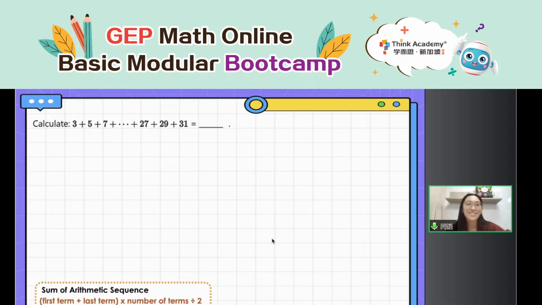Okay, one more. Calculate 3 plus 5 plus 7 plus ... plus 27 plus 29 plus 31. Okay, have a try. This one again. Try to figure out what is the number of terms first. Don't just count with your fingers, okay? Think about it. What is the total distance and what is the interval? So how many intervals are there? How many terms are there? Okay, have a try. I can give you more seconds this time. Maybe 40 seconds, can?